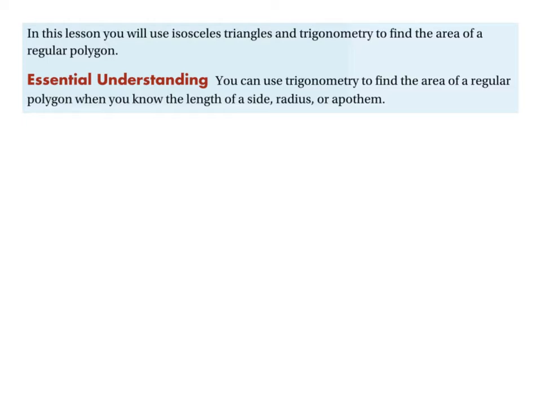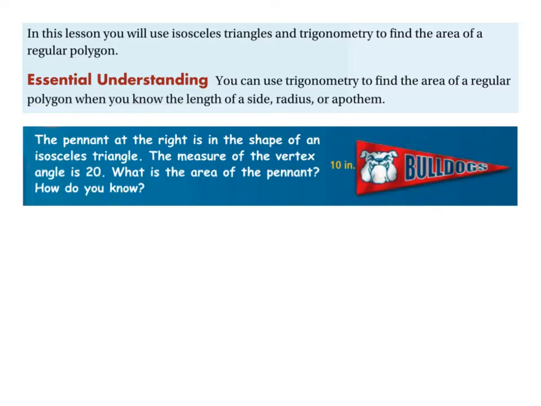So here's an example that they've given you. The pendant at the right is shown in the shape of an isosceles triangle, and the measure of the vertex angle right here, this pointed end that's not equal measure base angles, is 20. What's the area of the pennant? How do you know? Okay, so I'm going to make a sketch of this using my drawing tool.